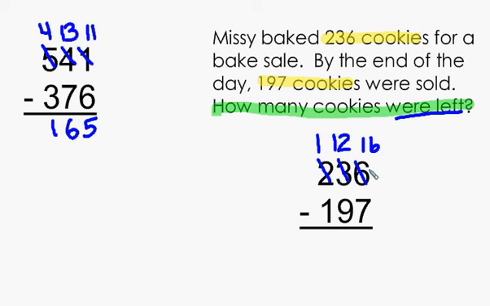Now I can subtract. 16 minus 7 is 9. 12 minus 9 is 3. 1 minus 1 is 0. 39 cookies were left.